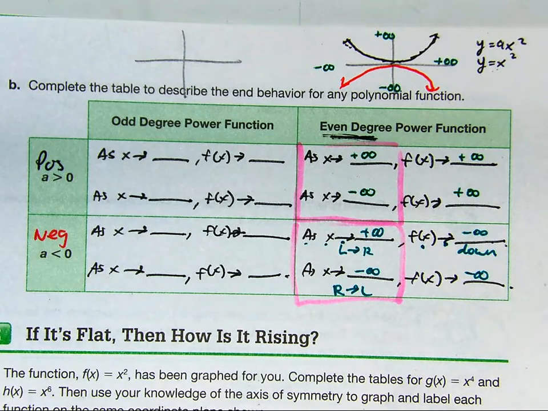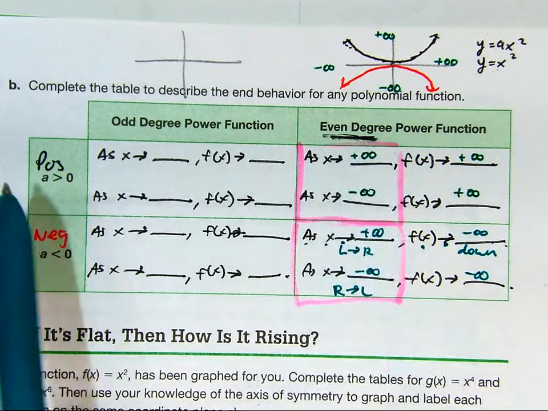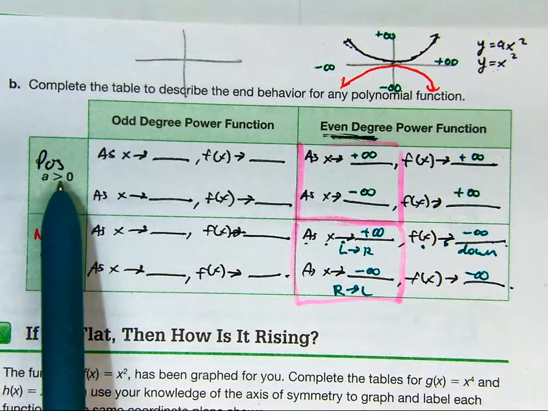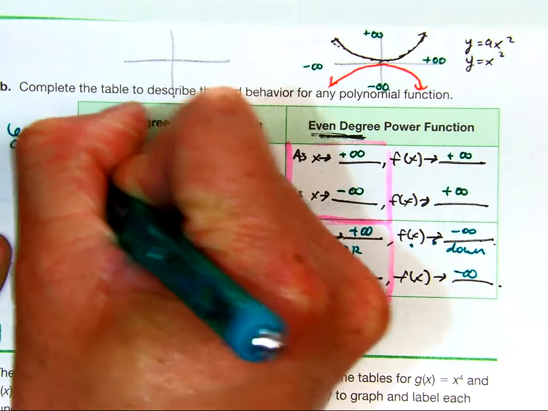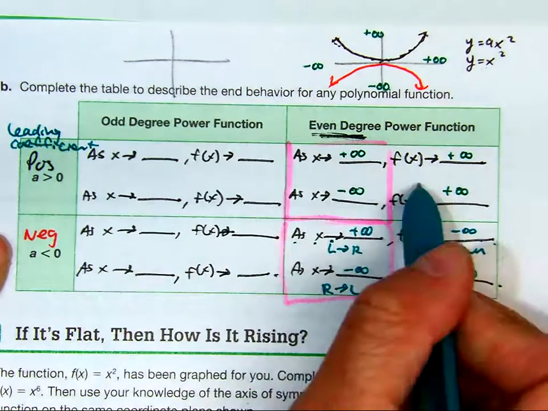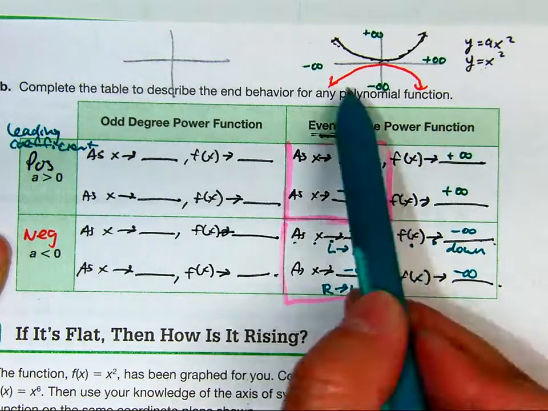So here I just showed you guys the end behavior for even degree polynomial if the leading coefficient, let's mark that over here, this is called leading coefficient. If it is positive or is negative, end behavior can be summarized as the sentences or looking at the arrows.